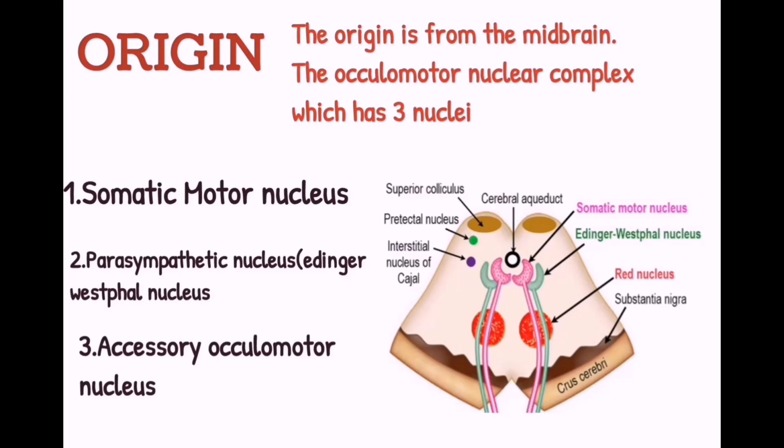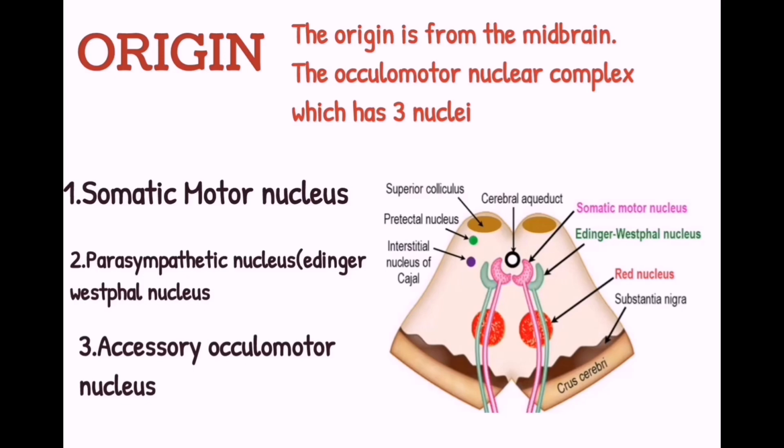Why does it not supply the lateral rectus and superior oblique? Because these two muscles are supplied by separate nerves. The superior oblique is supplied by the 4th cranial nerve, and the lateral rectus is supplied by the 6th cranial nerve, as in the mnemonic SO4 LR6. In this picture, in the pink color, the somatic motor nucleus is shown.